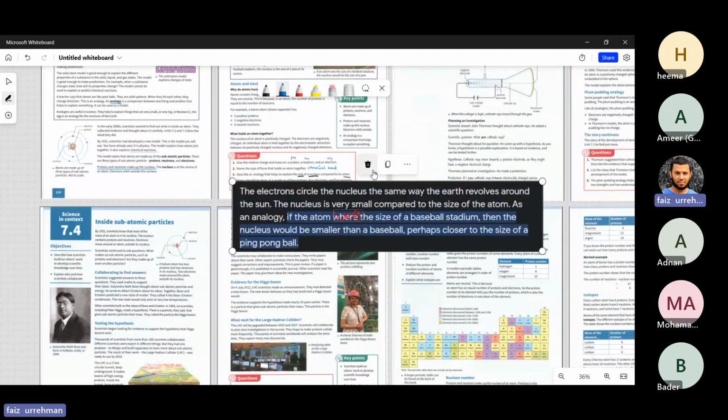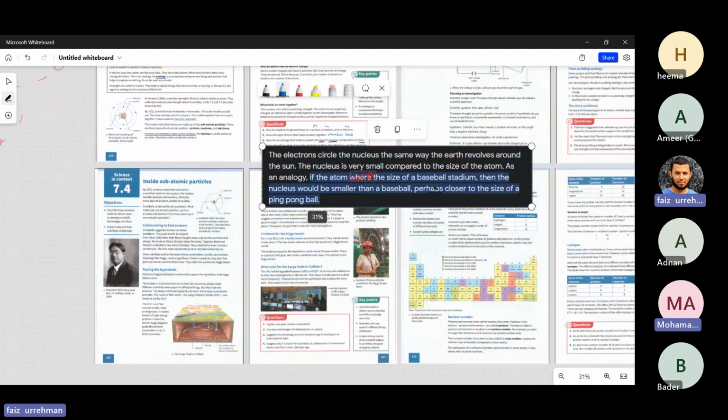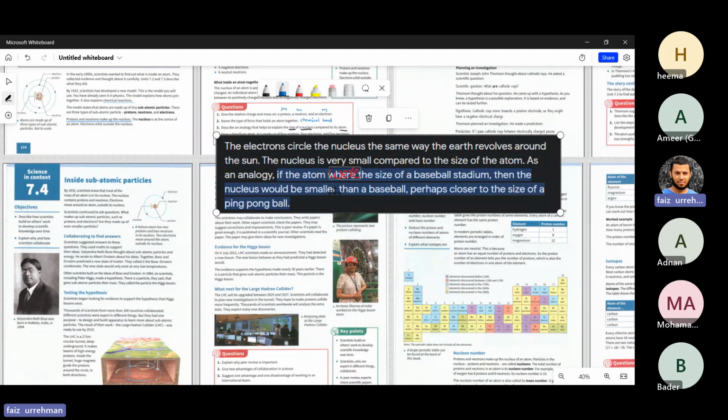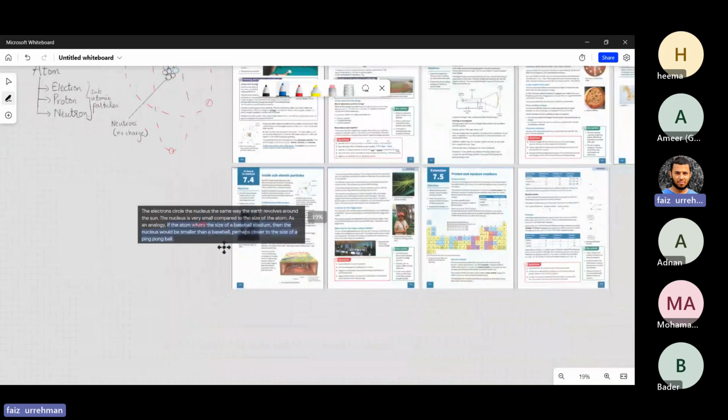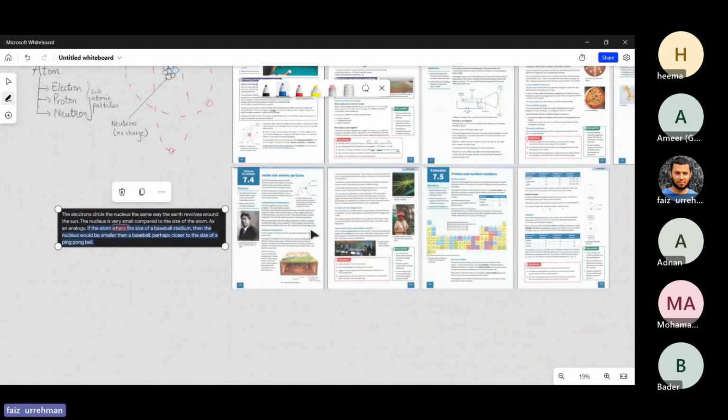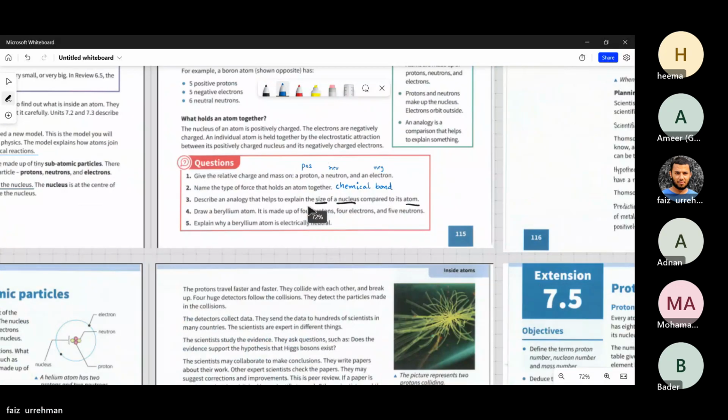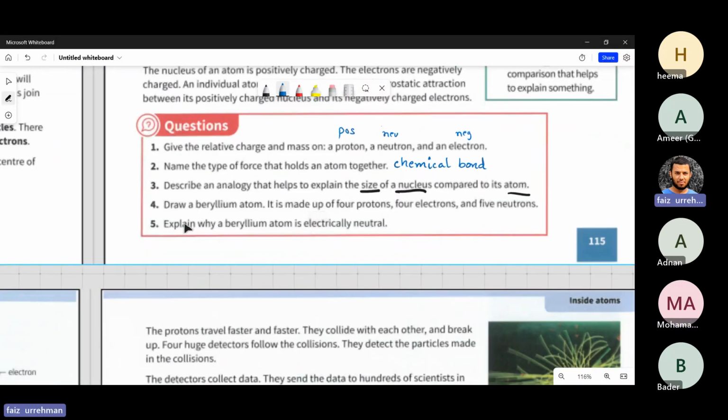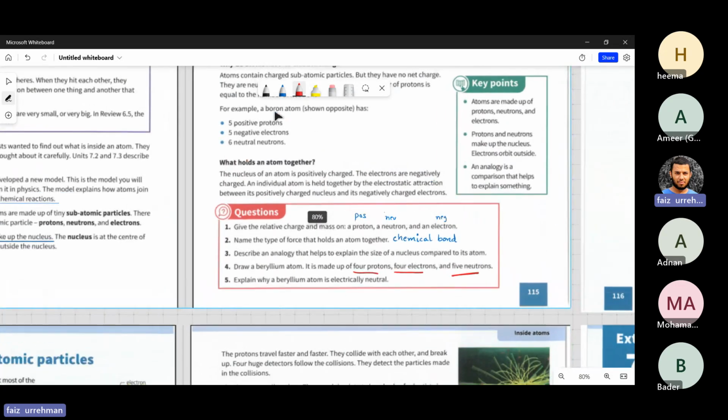Okay. So look, the nucleus will be perhaps the size of a ping pong ball. Wow, so small. Now, draw a beryllium atom. It is made up of 4 protons, 4 electrons and 5 neutrons. It's also given here.